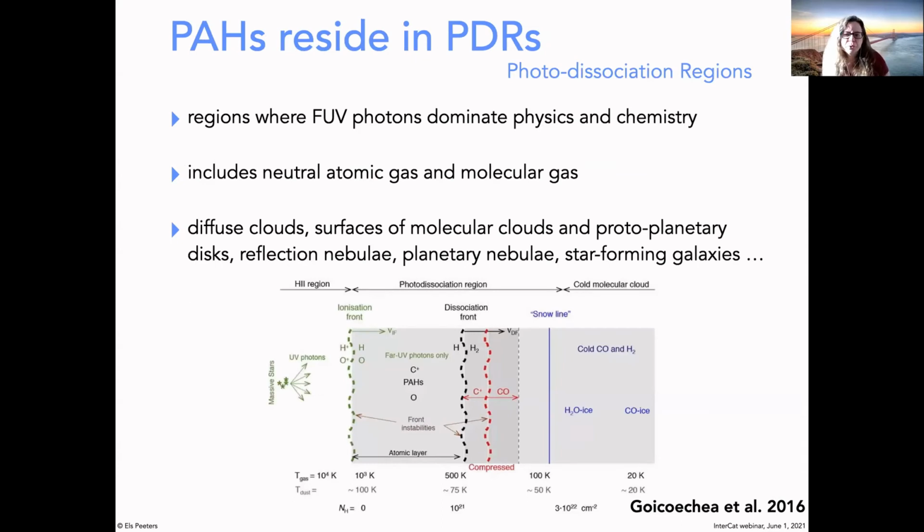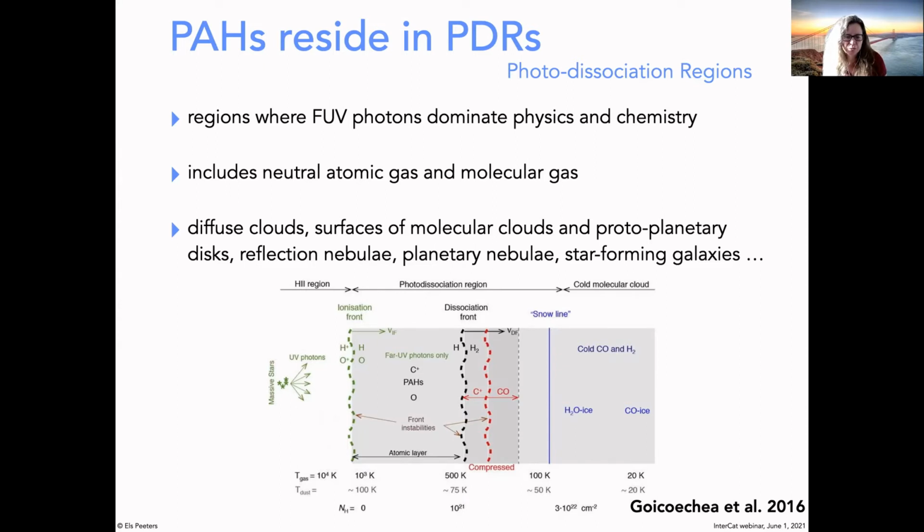And so if you go into space, PAHs reside in PDRs, and PDR stands for photodissociation regions. And what does that mean? It basically means you're looking at regions in space between the stars, typically in the interstellar medium, where the far-UV photons dominate the physics and chemistry. And so far-UV photons, we think here about photons with an energy between 6 eV and 13.6 eV. 13.6 eV is the ionization potential of hydrogen.